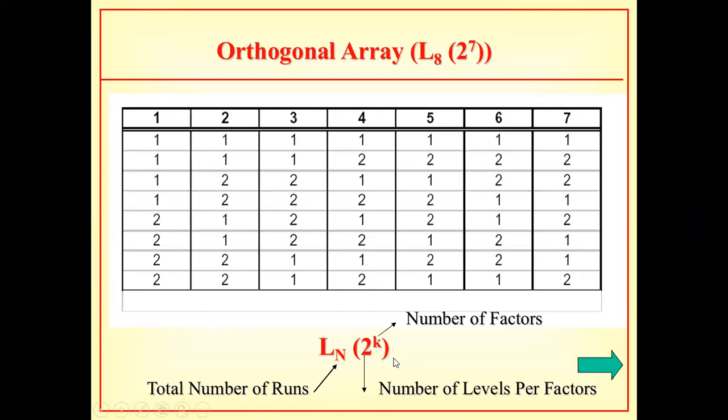Okay. Now the same, suppose you have 5 factors and all at 2 level. You have to conduct how many? 32 experiments you have to conduct.